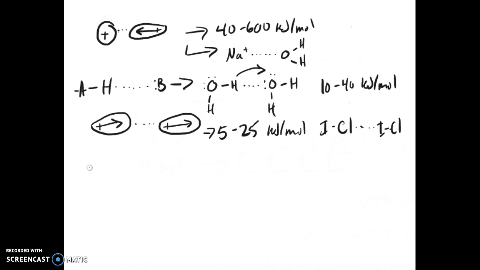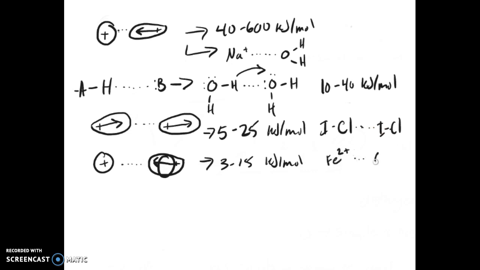Now, an ion-induced dipole is different than the ion-dipole interaction we saw at the top. Basically, we have an induced dipole because this molecule is nonpolar. But it has a dipole induced because of the attraction to the cation over here. This has between 3 and 15 kilojoules a mole of energy, and would happen between something like, say, iron 2 and O2, oxygen.